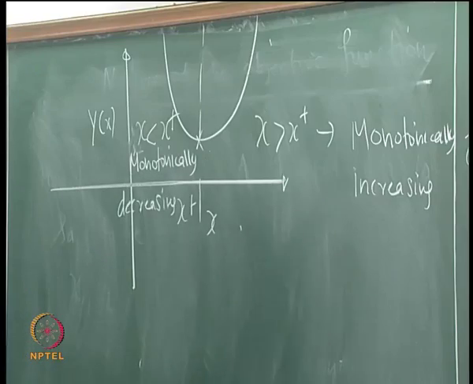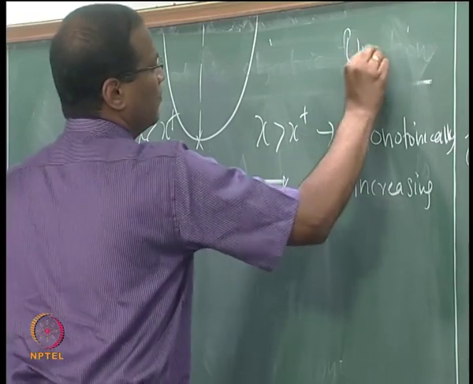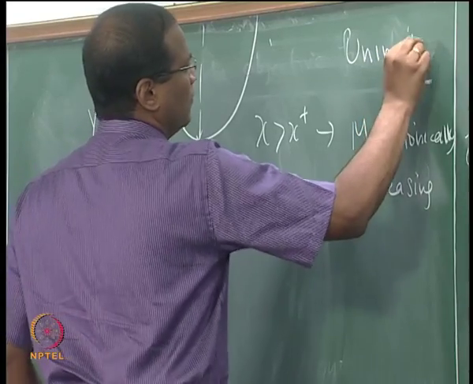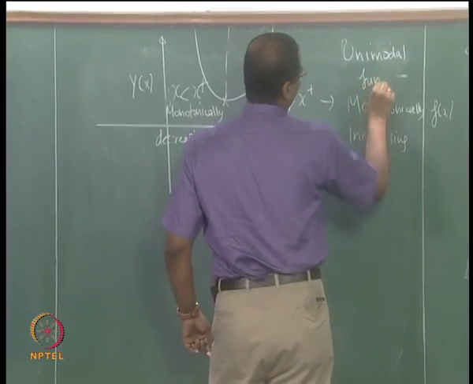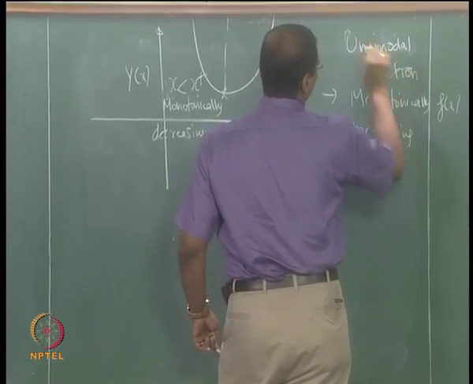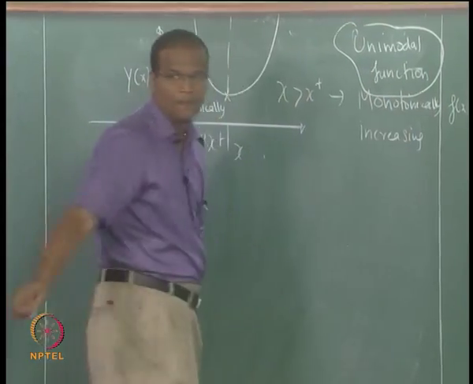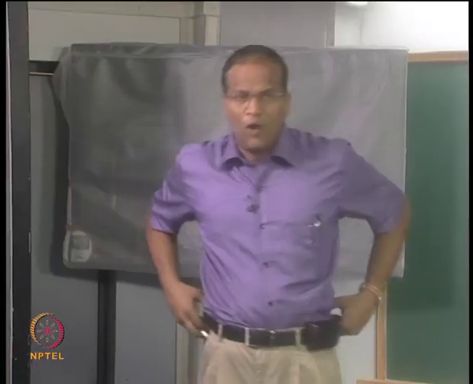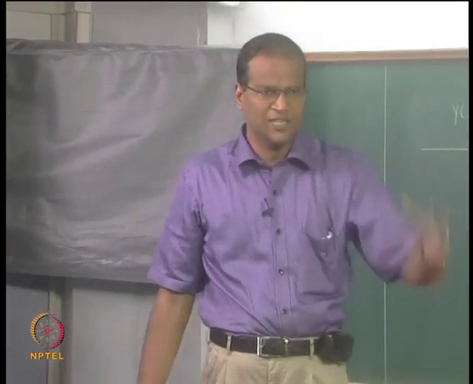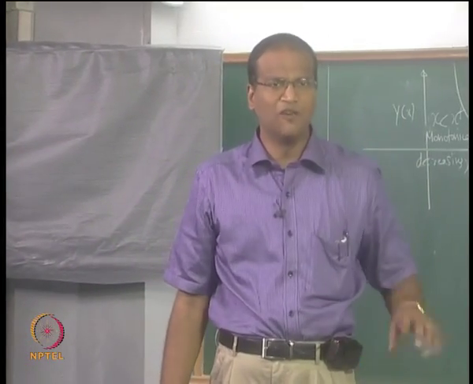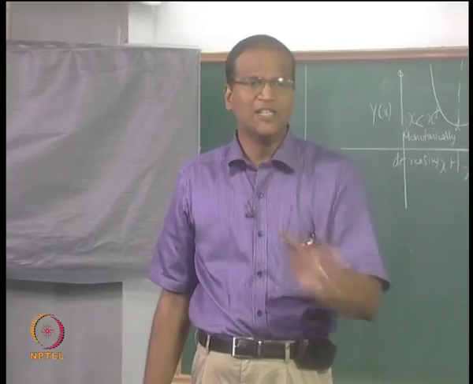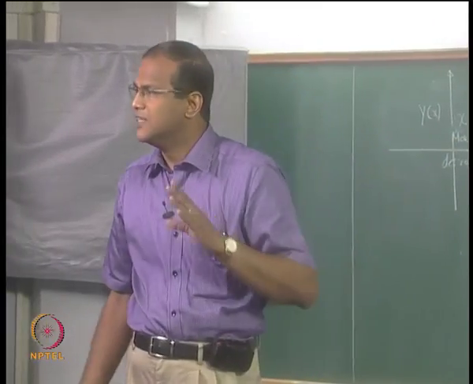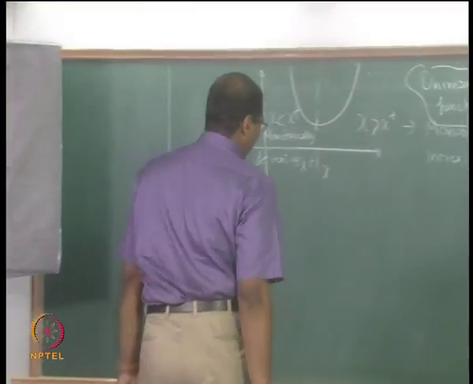Therefore this is a unimodal function. How we determine the optimal point is something different, we have already seen, I mean you are going to see also. Once you have an optimal point, it is increasing on one side of the optimal point and it is decreasing on the other side of the optimal point.